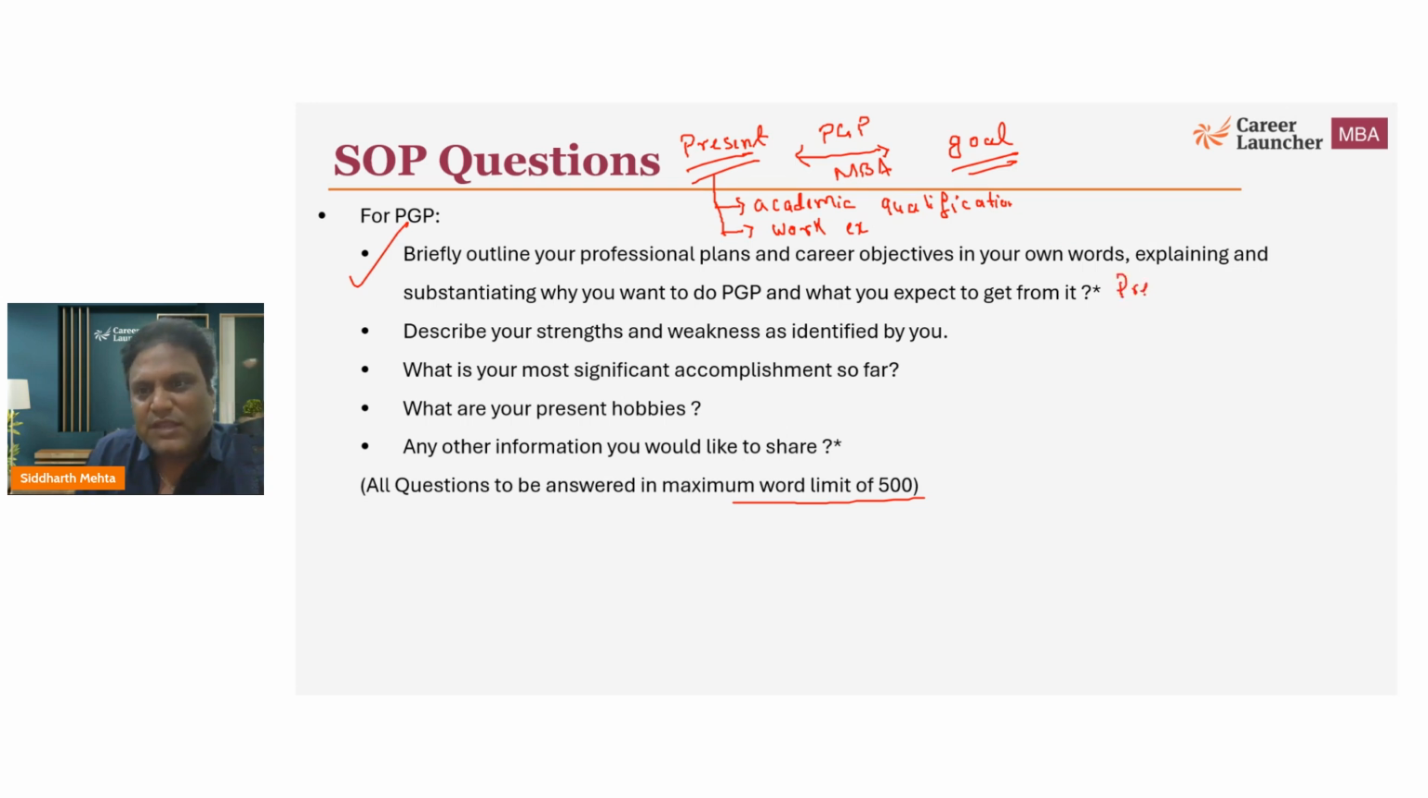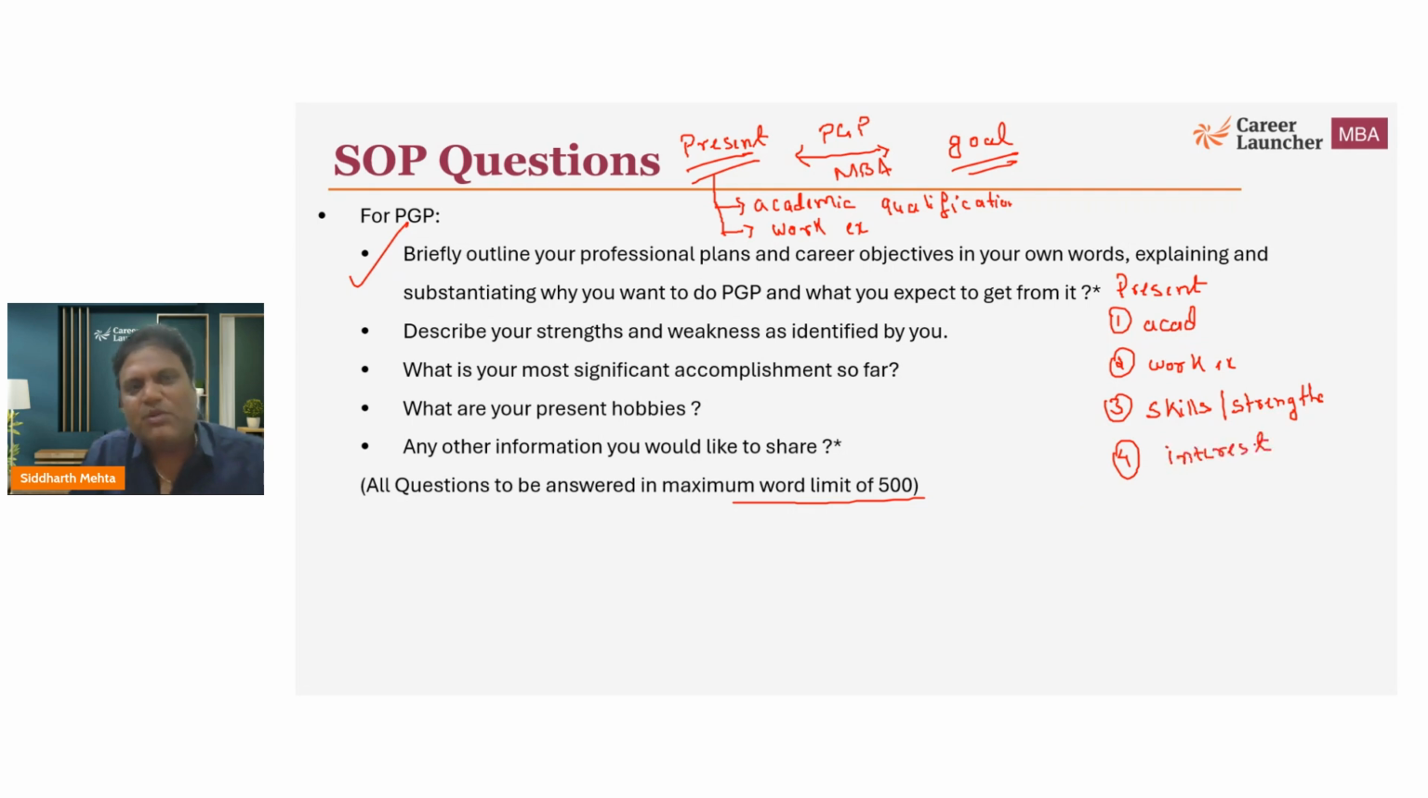So I'm right now discussing the present, and in the present, what all things you can include is your present standing. A CAT qualification you can include, the work ex you should include actually. Third is your skills or your strengths. You include your interest, likes, dislikes, hobbies, whatever you want to call it.